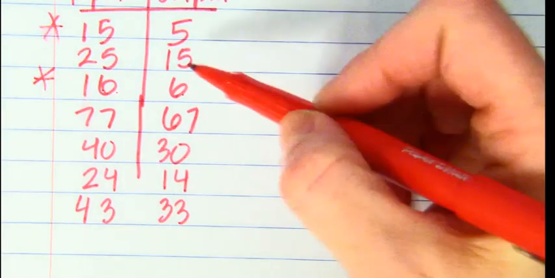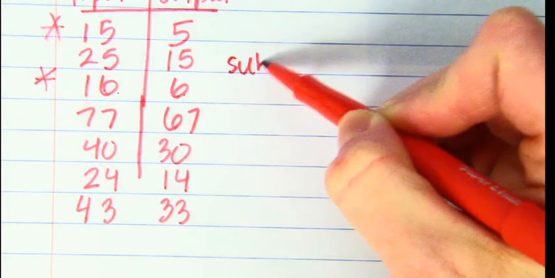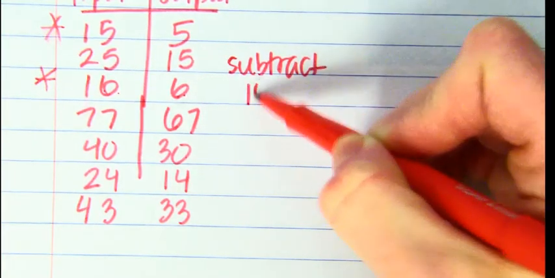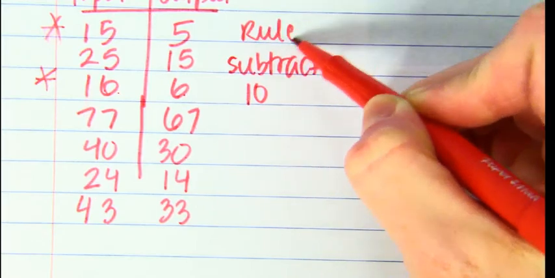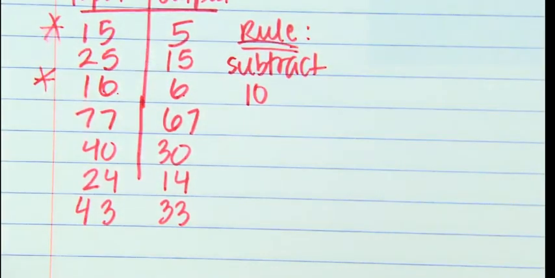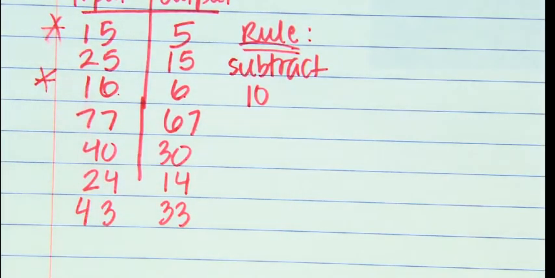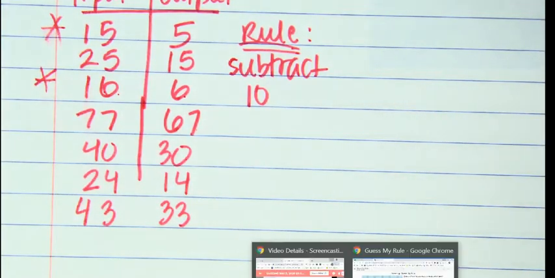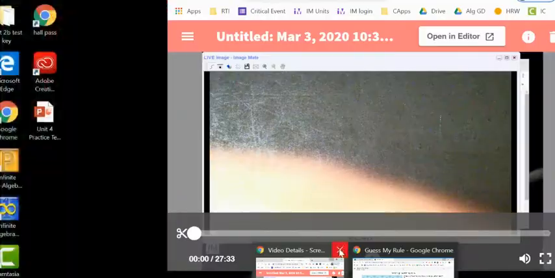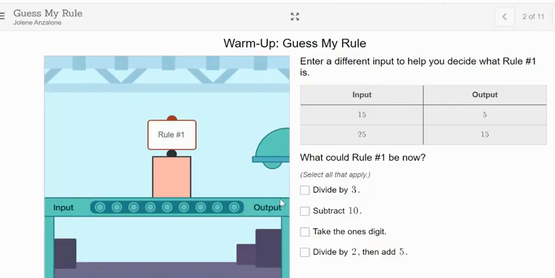Right? So in your notebook, make a note that says subtract 10 as the rule. And in Desmos, mark subtract 10 as our option, that's the only option for the rule, subtract 10. All right, next up, rule number 2.